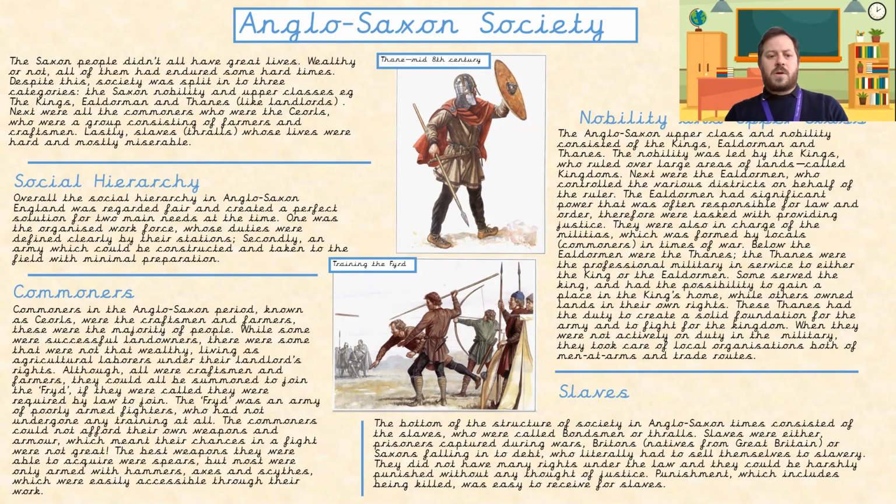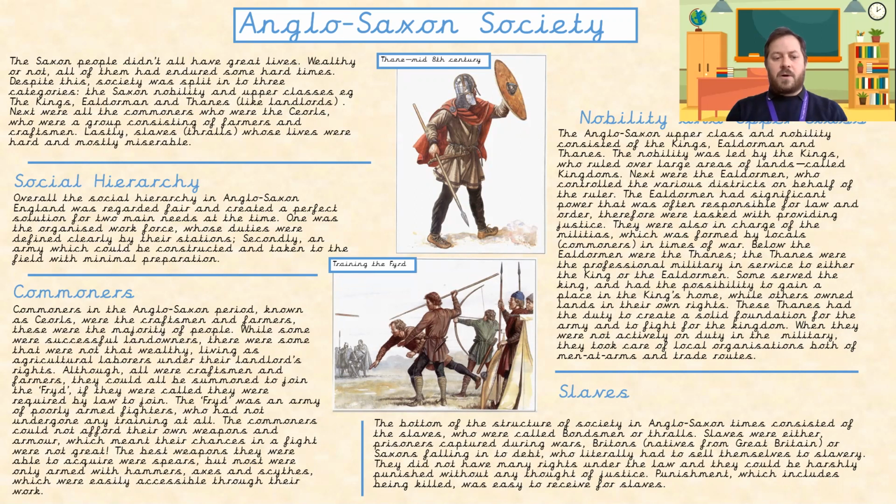Commoners. Commoners in Anglo-Saxon period known as ceorls were the craftsmen and farmers. These were the majority of people. While some were successful landowners, there were some agricultural labourers under their landlord's rights. Although all were craftsmen and farmers, they could all be summoned to join the Fríd. And if they were called, they were required by law to join.